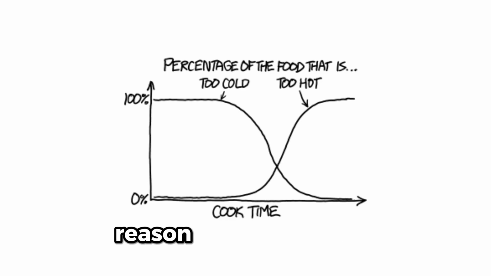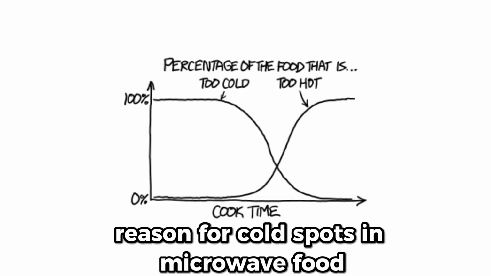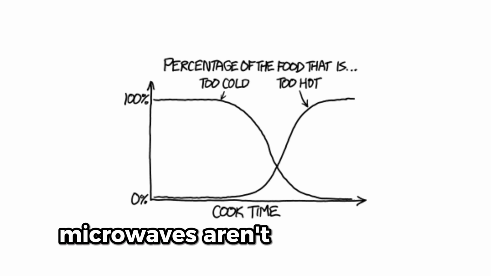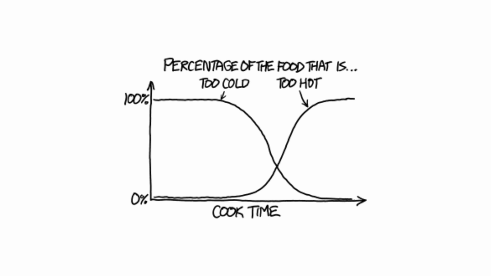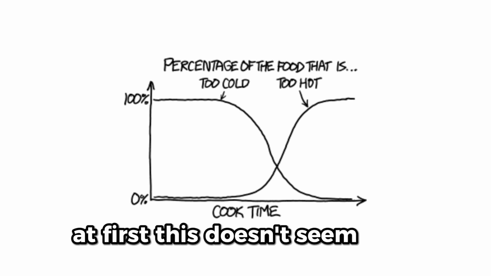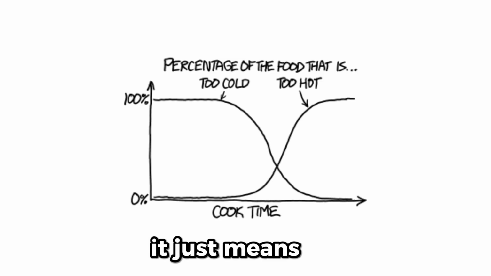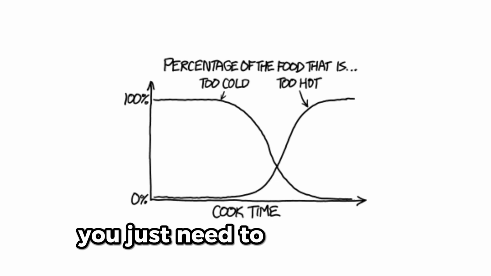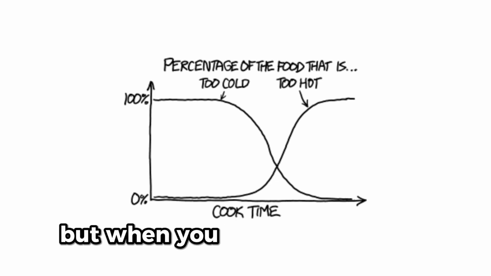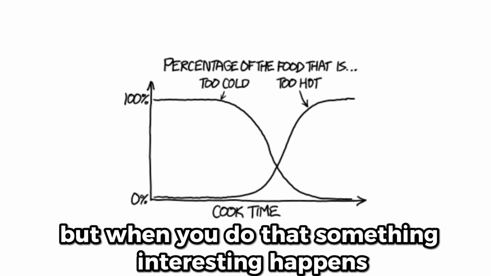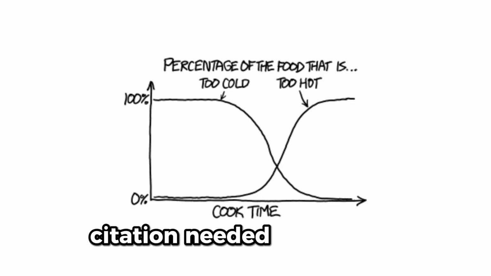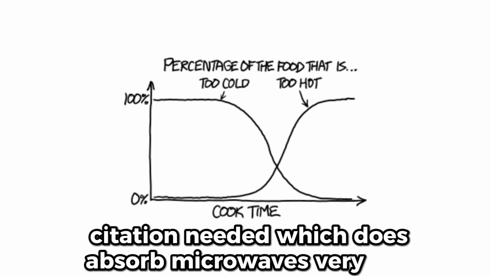The second major reason for cold spots in microwave food is something touched on in last week's article. Microwaves aren't absorbed very well by ice. At first, this doesn't seem like a problem, right? It just means that if your food is partly or entirely frozen, you just need to microwave it longer. But when you do that, something interesting happens. When ice melts, it turns to water, citation needed, which does absorb microwaves very well.